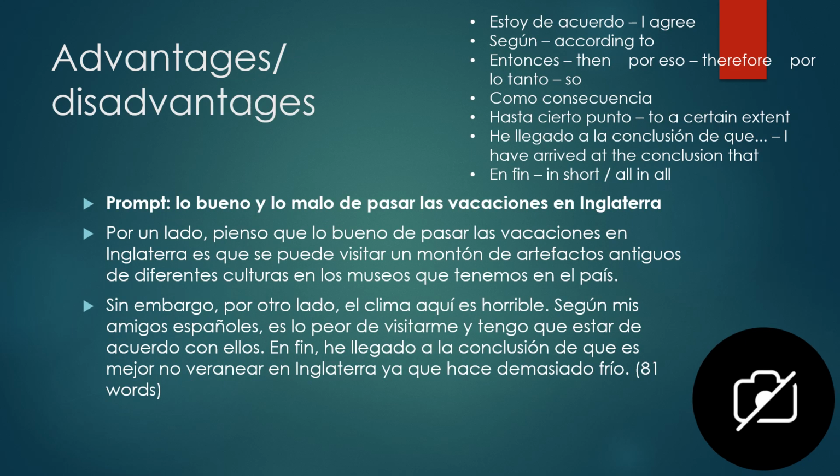So when we look here, our prompt, lo bueno y lo malo de pasar las vacaciones en Inglaterra. We've got por un lado, starting off on the one hand. Now you notice I have split these two bullet points quite nicely with the advantages, disadvantages. They naturally split into advantages, disadvantages, so you don't have to think about how to split them. So I've got, starting off, por un lado, pienso que lo bueno de pasar las vacaciones en Inglaterra es que se puede visitar un montón de artefactos antiguos de diferentes culturas en los museos que tenemos en el país. So I've got that por un lado, I've got my opinion. I've said lo bueno, which they also like to see. The good thing is that.